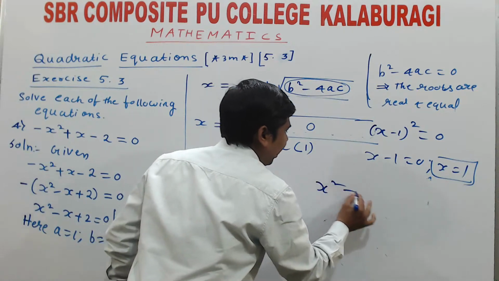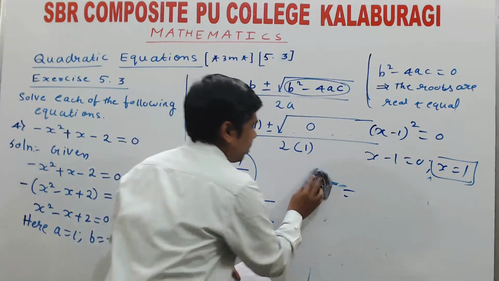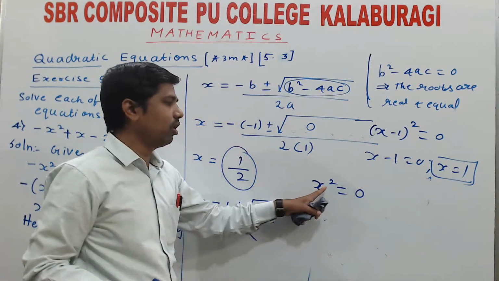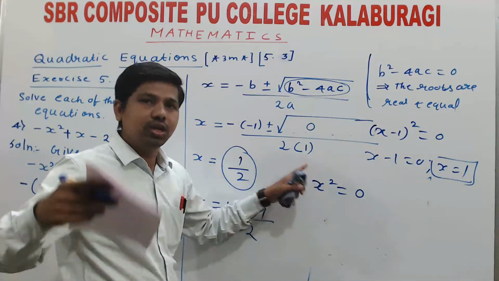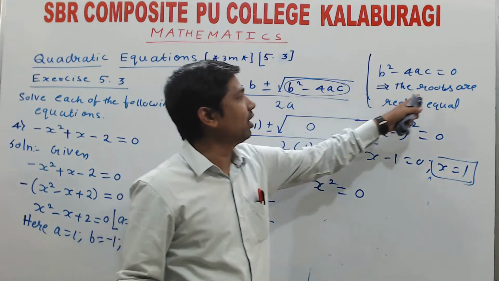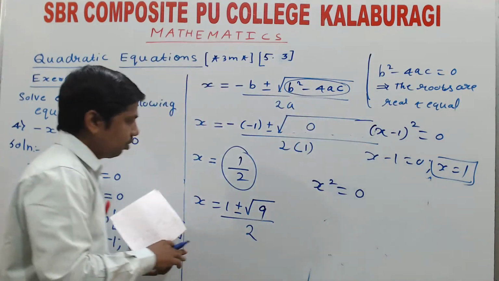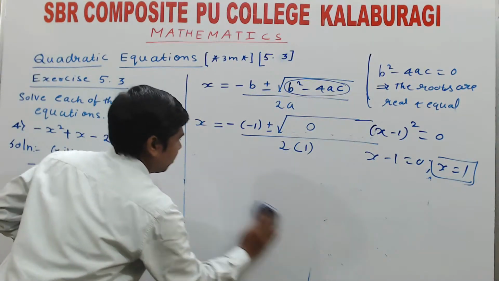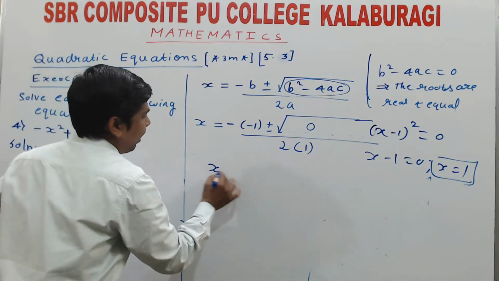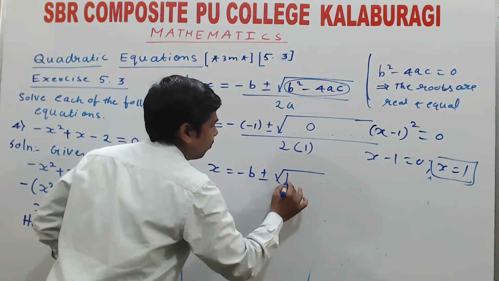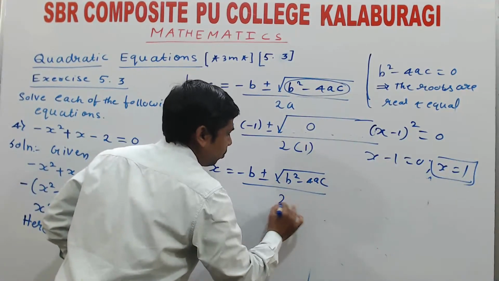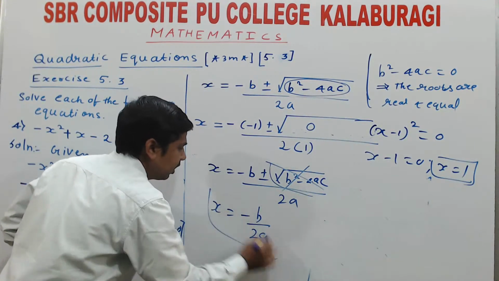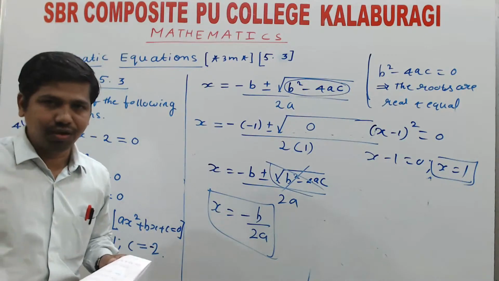Or as the best example, I take x square equal to 0. Since it's a quadratic equation, it should have two roots. So both the roots are 0 and 0. In that case, the roots are real and equal, right? Because if you solve this one, x equal to minus b plus or minus square root of b square minus 4ac by 2a. If this total quantity is 0, what is left out? Minus b by 2a. So these are the two roots which are real and equal.